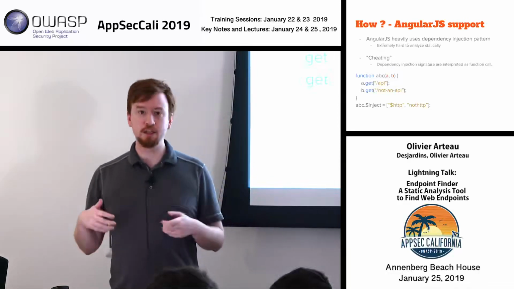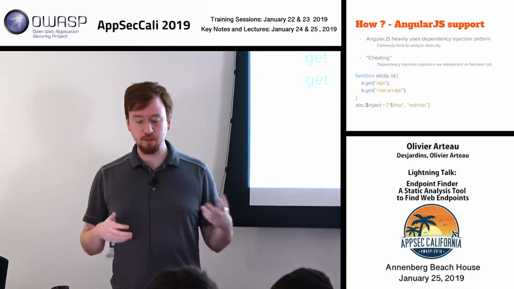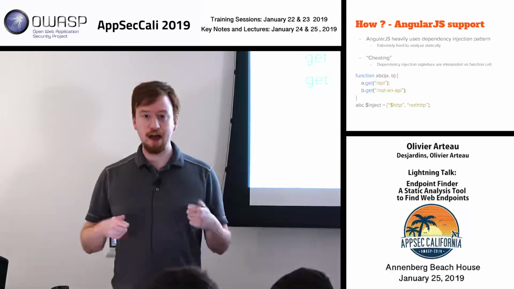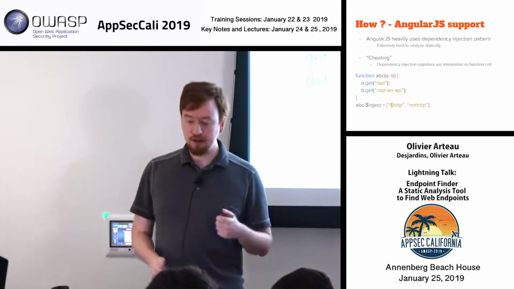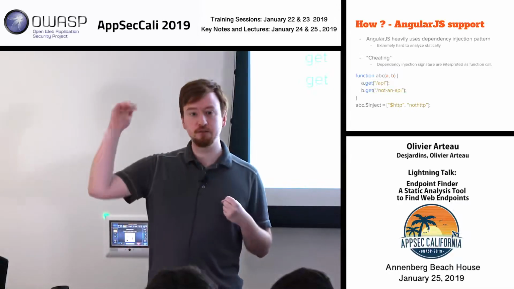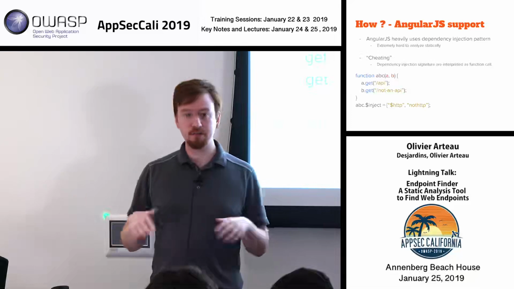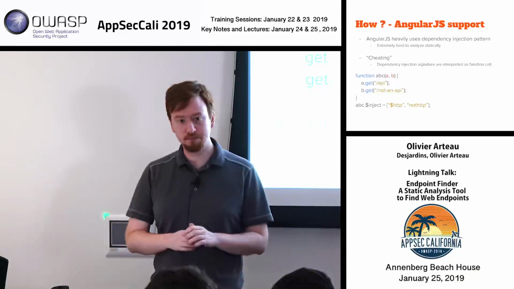So this way, when the engine tries to identify whether A.get and B.get are actual AJAX calls, it's only going to correctly identify that the first one is an AJAX call and that the second one is a false positive that it's not going to report on.